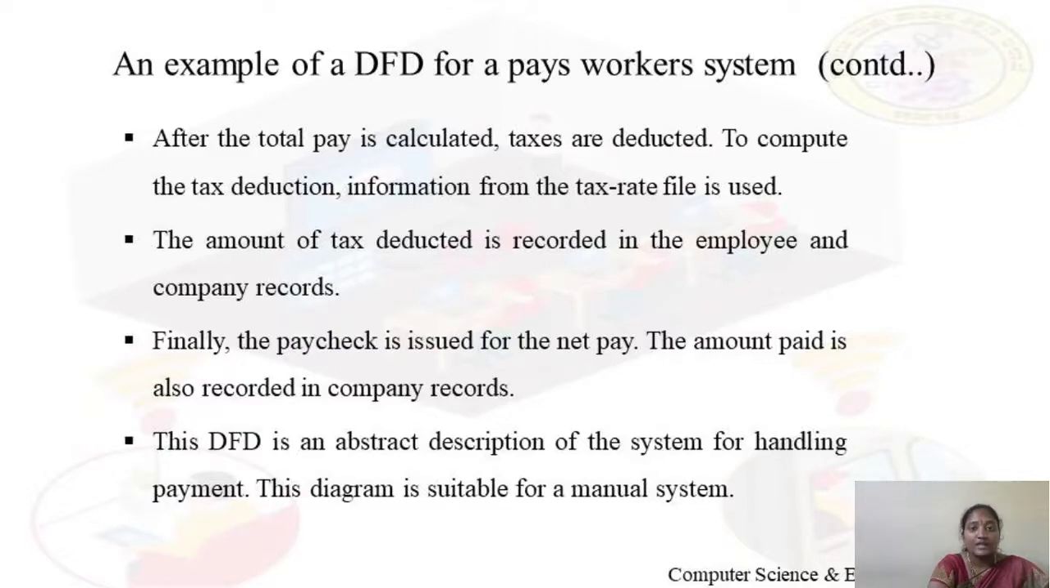The amount of tax deducted is recorded in the employee and company records. Finally, the paycheck is issued to the worker as the net pay. The amount paid is also recorded in the company records. This DFD is an abstract description of the system for handling payment. This diagram is suitable for manual system and not for automated system.